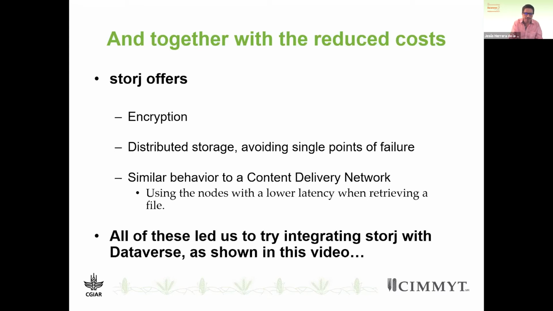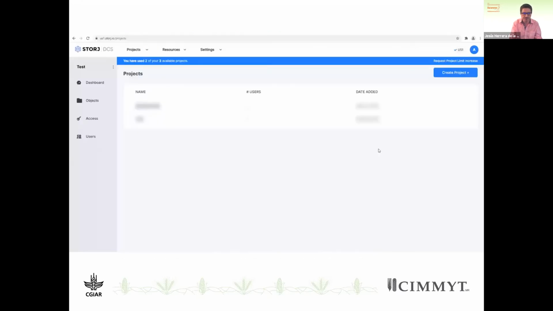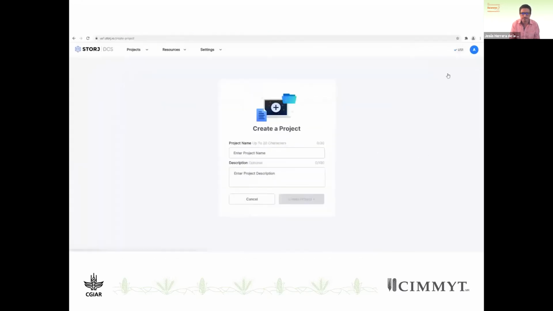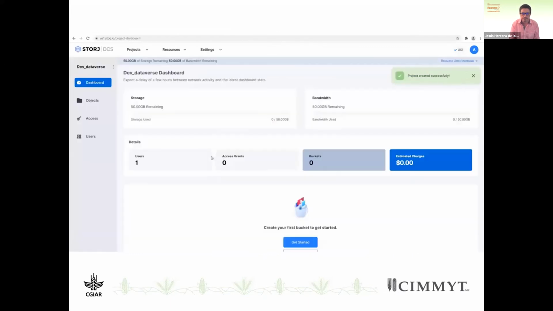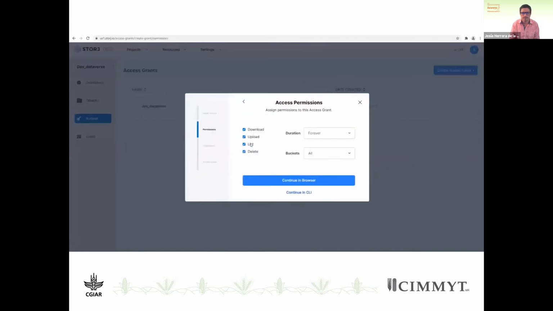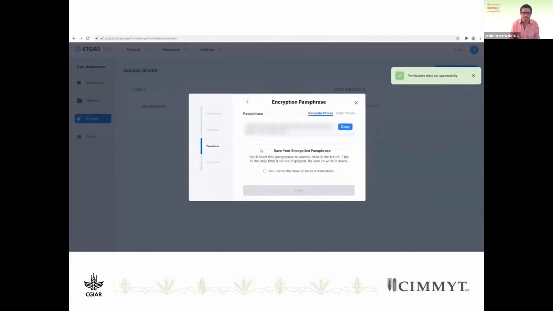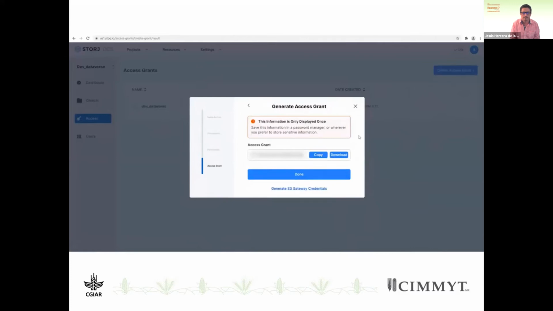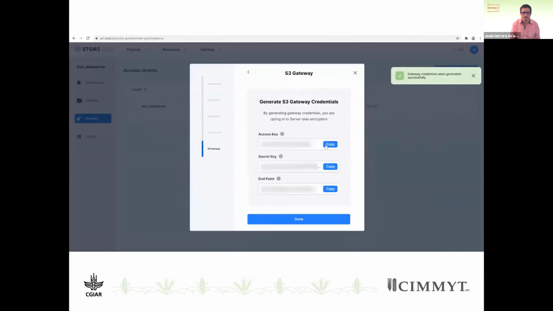And now I will show you a video in which, in a nutshell, you will see how to connect Dataverse to storage. The first step to integrate storage with Dataverse is to create a project in storage, as simply as naming it. Once you have your project created, you define your access permissions, as you can see on the screen. Then, you will get your encryption passphrase to access the data from the web browser, and the access token for web applications. And finally, you will generate your S3 gateway credentials.